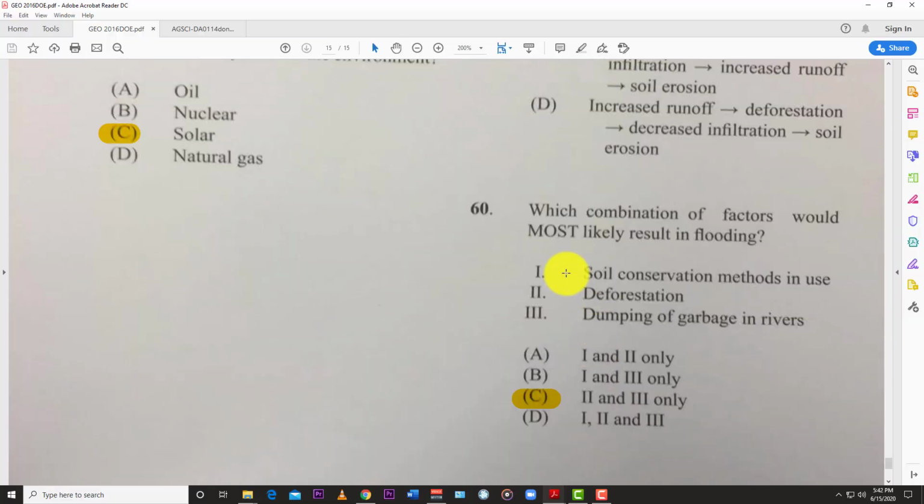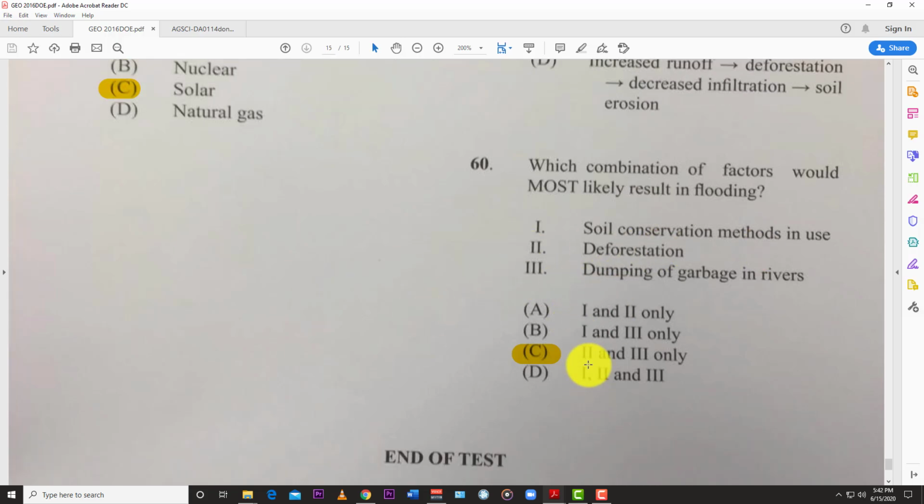60. Which combination of factors would most likely result in flooding? We have some options. 1, soil conservation methods in use. 2, deforestation. 3, dumping of garbage in rivers. And so the answer here is 2 and 3, which is deforestation and dumping of garbage in rivers.